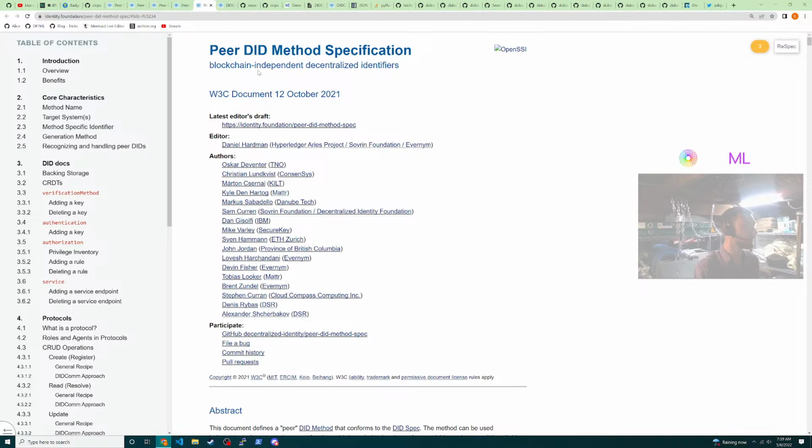Okay, here's another RFC document. Peer DID method specification. Okay, so let's check out this list of people. Do we see any of our friends? We see a John. I don't see anybody else that I know.